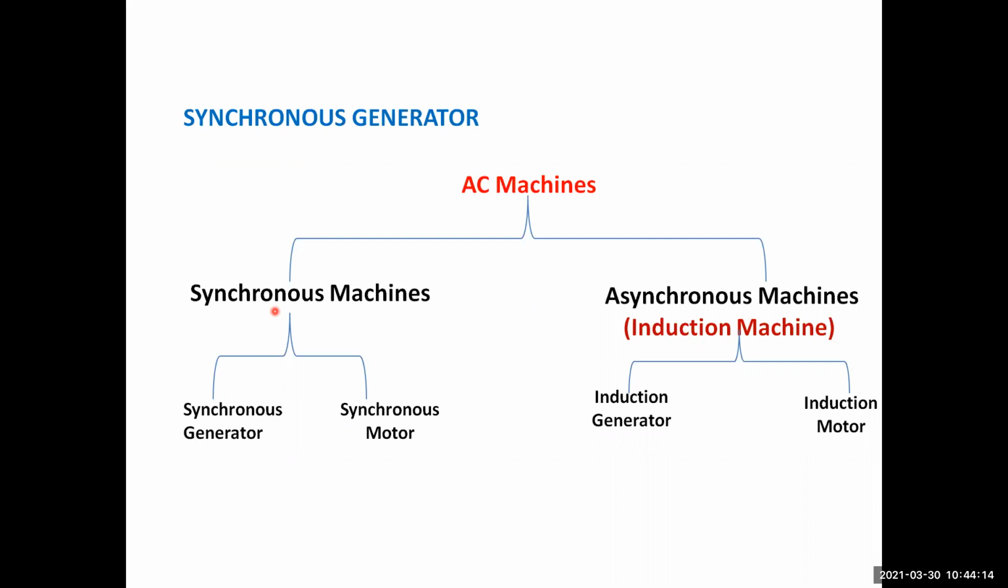But the synchronous machine is a doubly excited machine, because the stator winding is excited by AC and the rotor winding is excited by DC. Two windings are excited here. So that's why it's called a doubly excited machine.